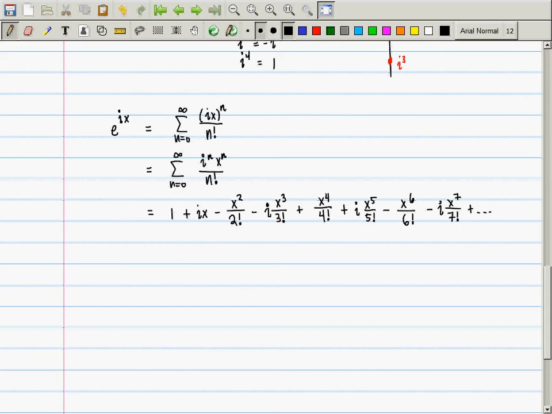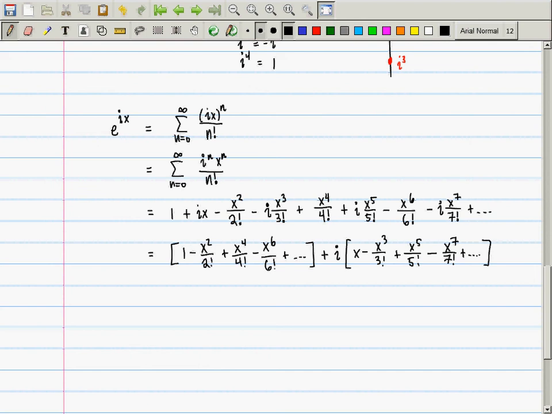So let's factor this. This is 1 minus x squared over 2 factorial plus x to the 4 over 4 factorial minus x to the 6 over 6 factorial plus dot, dot, dot. Those are the even terms. Now the odd terms all have an i in them, so I'm going to say plus i, factoring out the i, and now all of the odd terms are x minus x cubed over 3 factorial plus x to the 5 over 5 factorial minus x to the 7 over 7 factorial plus dot, dot, dot. But wait a minute.